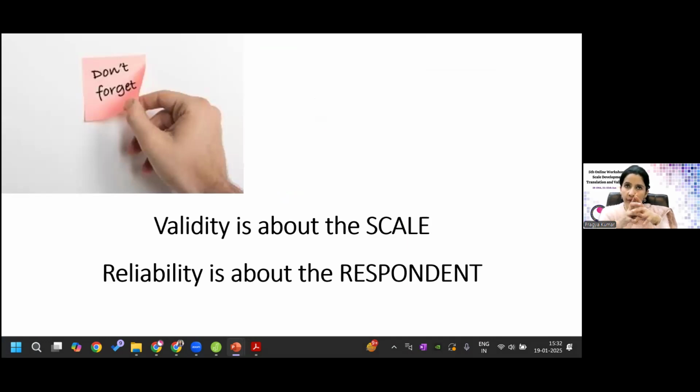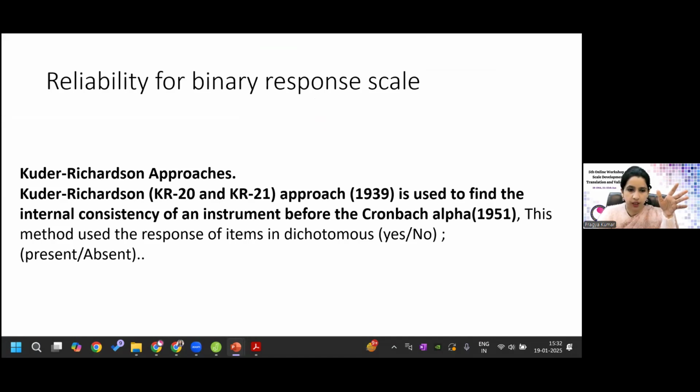So, please remember validity is about the scale, but reliability is about the respondent. So reliability always changes from one sample to another.